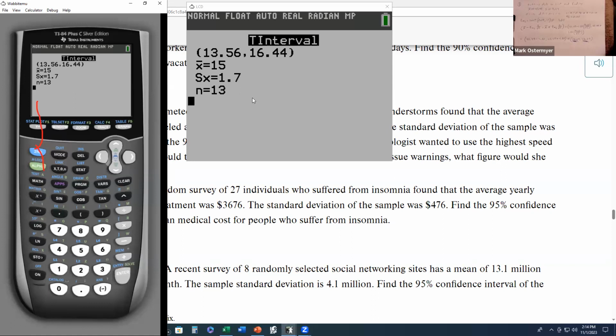Now, if this meteorologist wanted to use the maximum speed that thunderstorms cross the state, what value would they choose in this interval? What do you think? What speed would they choose if they want to err on the side of the maximum potential speed these thunderstorms will move across the state? 16.44. Yep, the upper end point, 16.44. And that probably would be a wise figure to use for safety reasons.